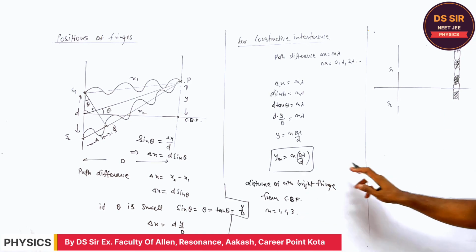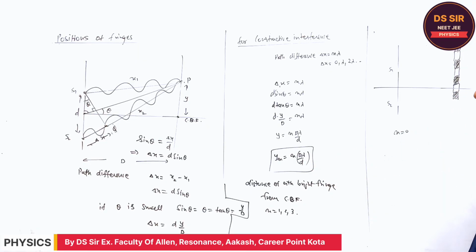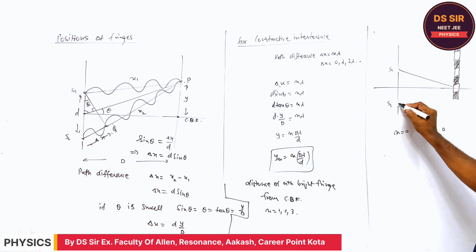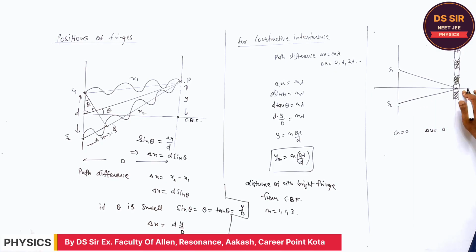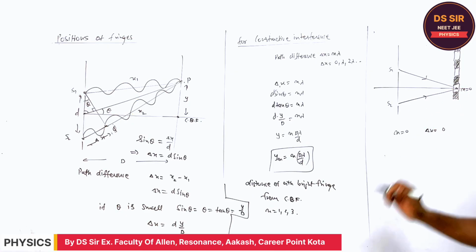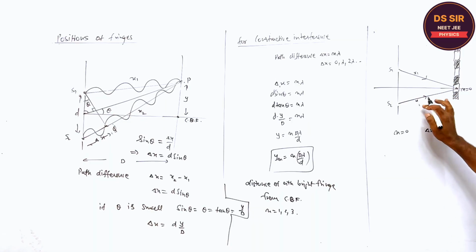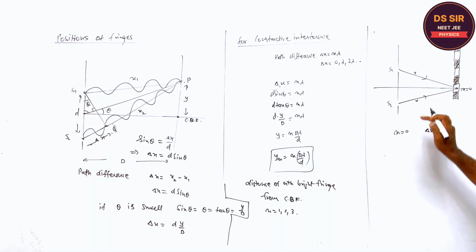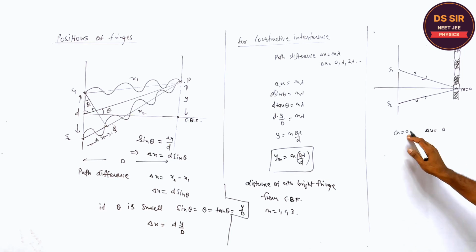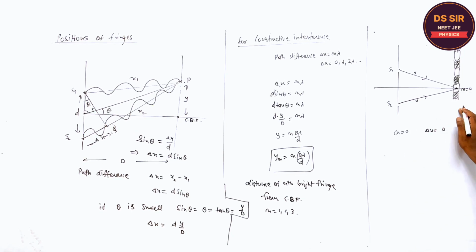Listen one thing. If n is equal to 0, what is the path difference? 0. It means the waves are reaching at this point. Here n is equal to 0, and this is the position of the central bright fringe, because the path difference x1 and x2, both the paths are the same. Therefore this is the position of the central bright fringe. So this is the CBF, central bright fringe. Are you getting or not?